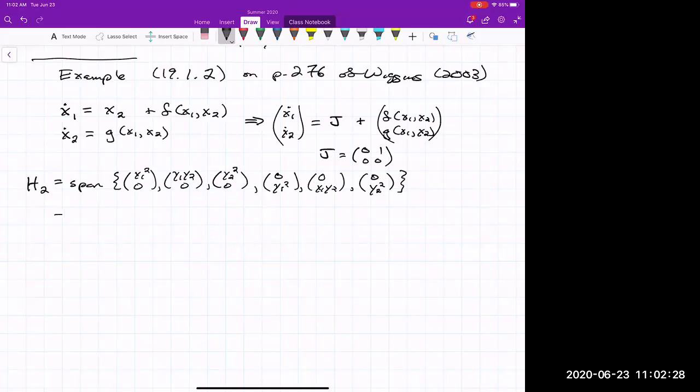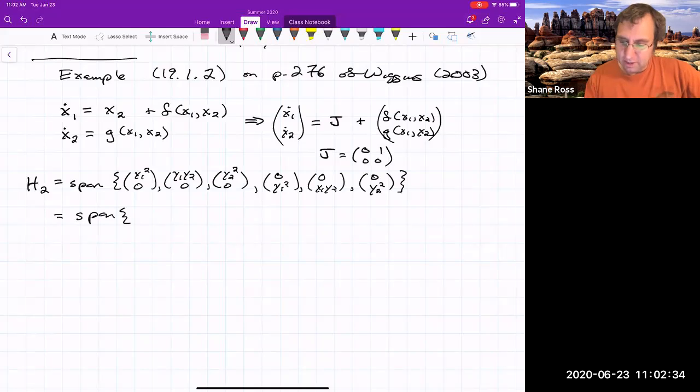In the equation above, shouldn't there be a vector of variables multiplied by J? Oh yeah, there should be. It should be x1, x2. Thanks. No problem.